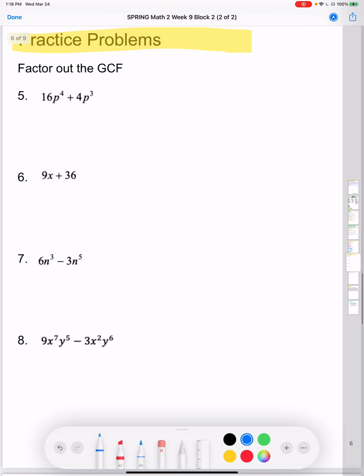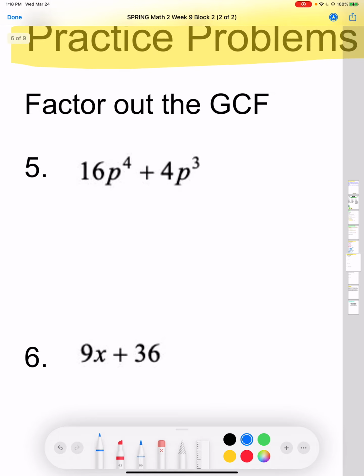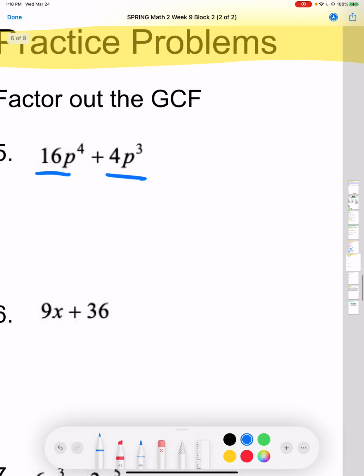So here are some more examples. Now this time it's a little more challenging because you can also factor out some variables. So let me go ahead and show you what I mean. So let's look at number 5. We have 2 terms. We have 16p to the 4th power and 4p to the 3rd power.